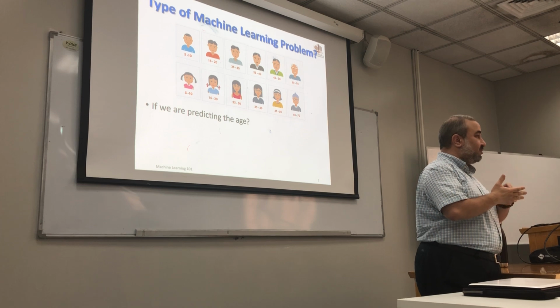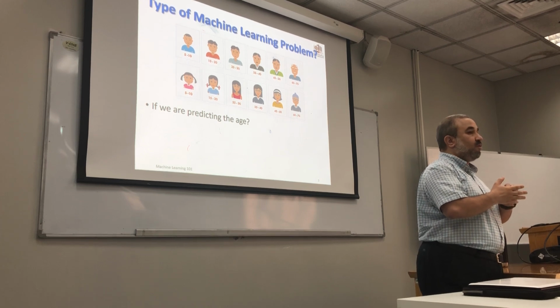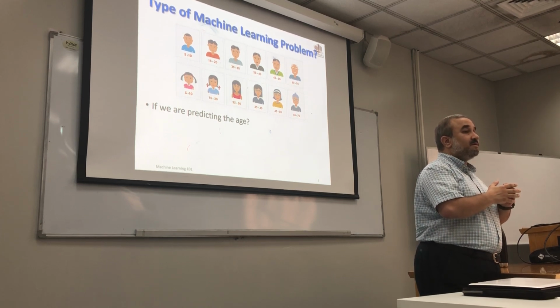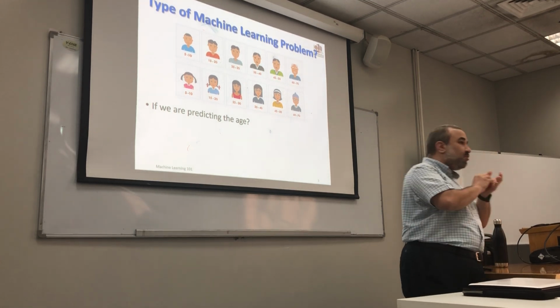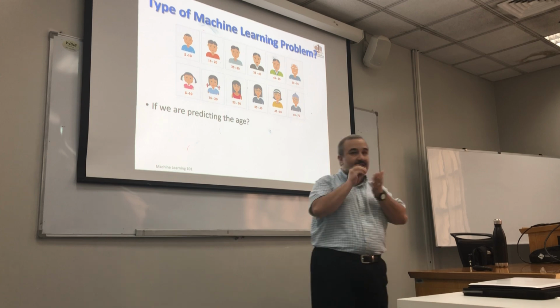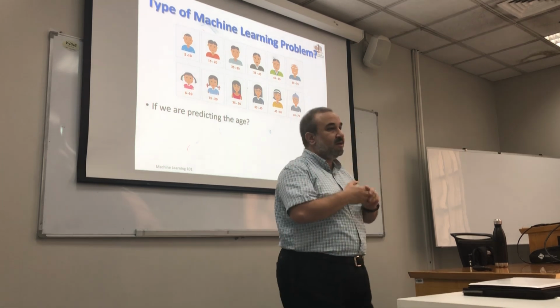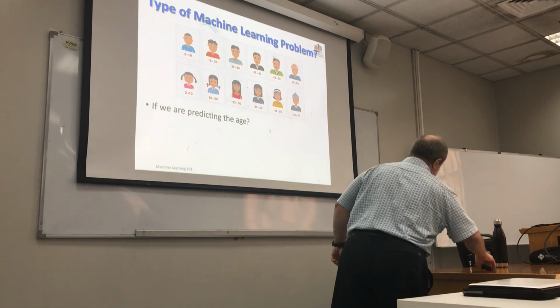Is it still classification, you think? No. So what is the type? Regression. Because we are trying to get a value. Okay, so there are no classes here. We are trying to get a value of the age, right? So this is then a regression problem.